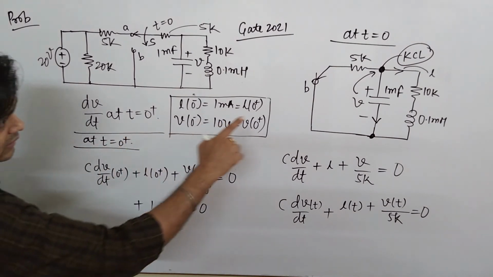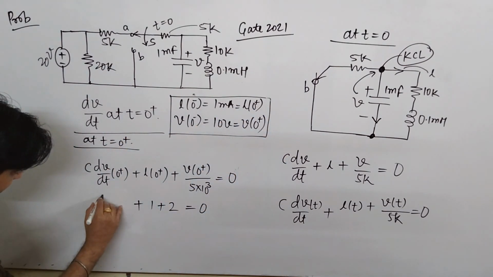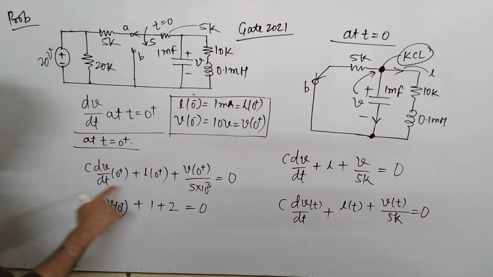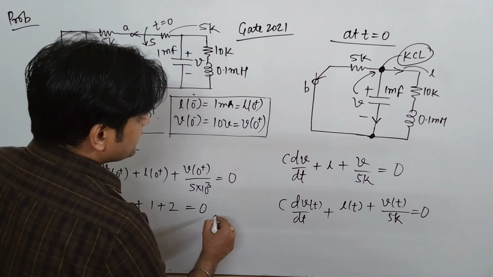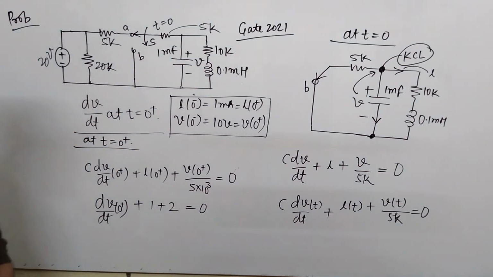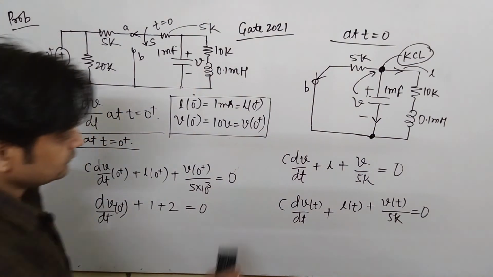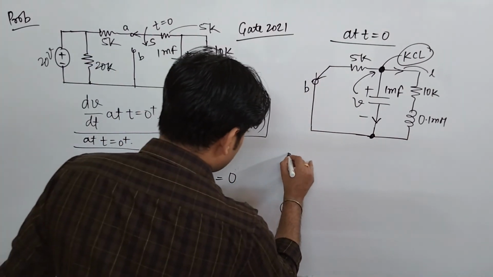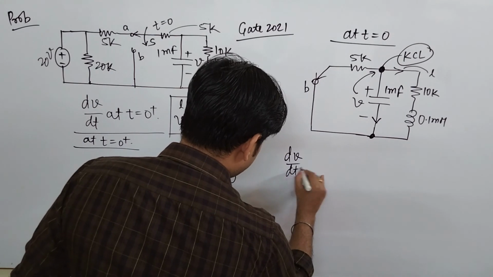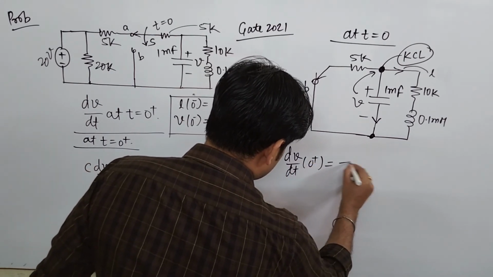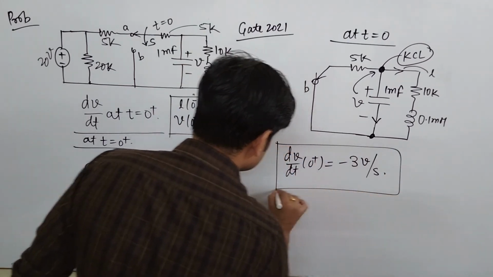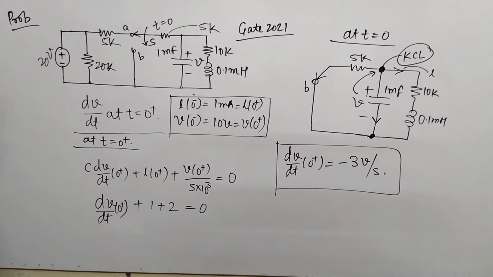C, the value is 1 millifarad, so I directly write here dV upon dt at 0 positive, because milli and milli will cancel out, okay. So from here you can say that dV by dt at 0 positive comes to be minus 3 volt per second. This is the answer. Very simple, okay.